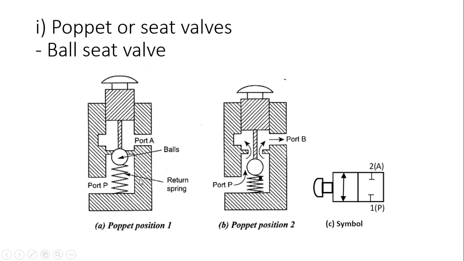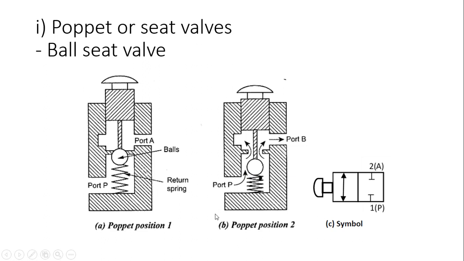And here you can see in the initial position, when no force is applied or no push button is operated, the P port is not connected to A. Actually, here only one port is there, so it may be A or it may be B. So how many ports are there? Two ports, and two positions are there. So this valve is nothing but a 2 by 2 direction control valve.